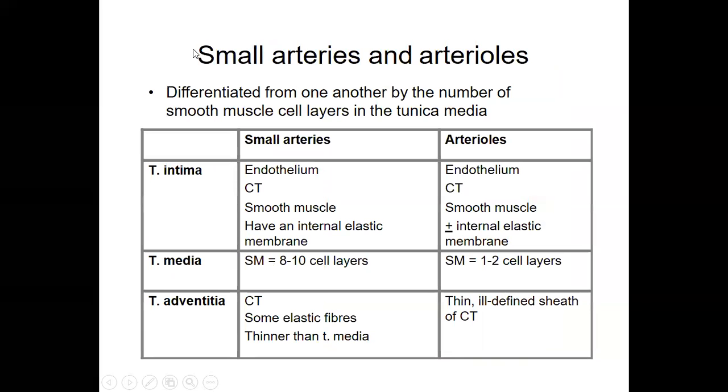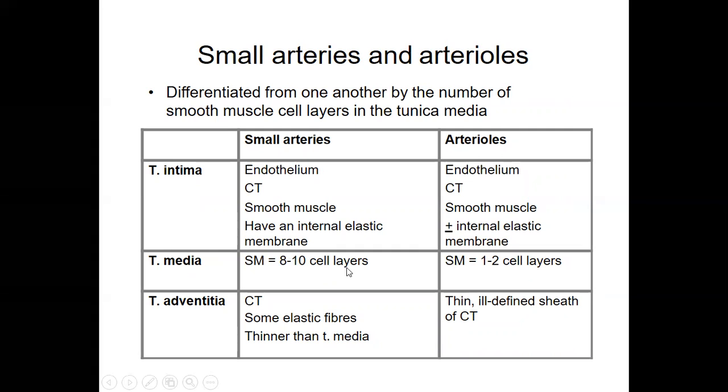For the small arteries and arterioles, they are differentiated from one another by the number of smooth muscle cell layers in the tunica media. In the case of the small arteries, it has the endothelium, connective tissue, smooth muscle, and the internal elastic membrane. In the arteriole, it has an endothelium, connective tissue, smooth muscle, plus or minus internal elastic membrane. So this is how we differentiate whether it belongs to the small arteries or the arteriole. Smooth muscle, 8 to 10 layers. Smooth muscle, 1 to 2 layers.